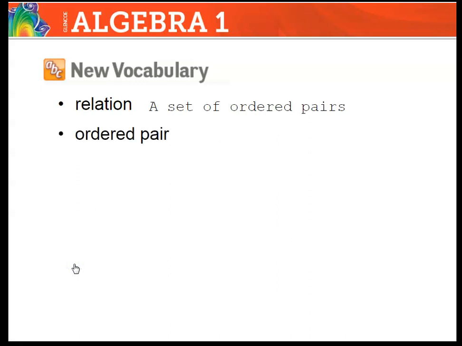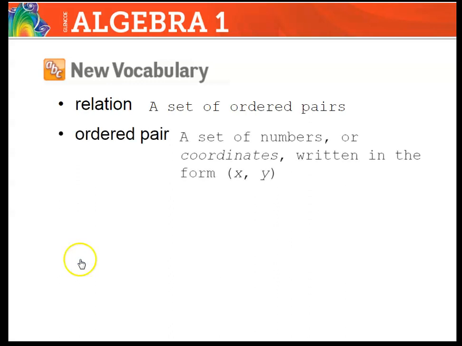Glad you asked. An ordered pair is a set of numbers or coordinates written in the form x, comma, y. So if you see something that has parentheses, a number, comma, another number, close parentheses, that is an ordered pair. And these are coordinates. We'll talk a little bit more about what coordinates are later, but that would be an ordered pair.